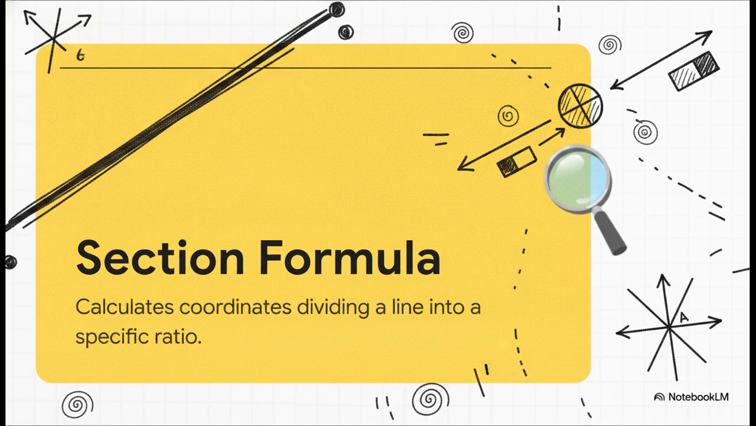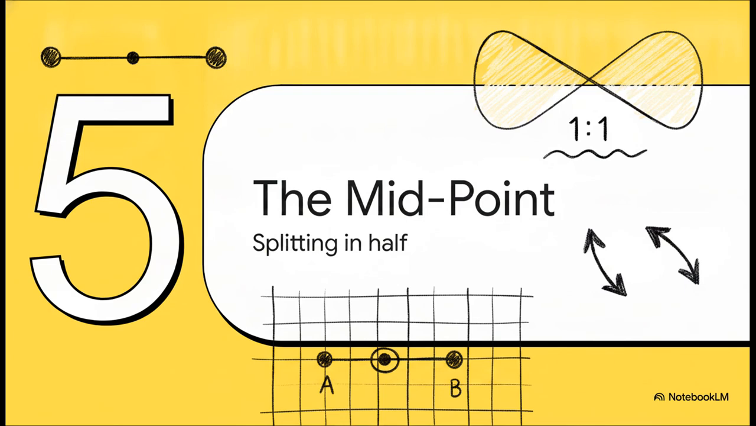Enter the section formula. This is a real game changer. It allows us to pinpoint the exact x and y coordinates that slice a distance into whatever ratio we need. By multiplying the coordinates by our desired ratios, which the formula calls m1 and m2, we basically weigh the line to find the exact, perfectly balanced position. It is an incredibly powerful spatial planning tool. Which brings us to our final stop, Section 5, the midpoint, splitting in half.